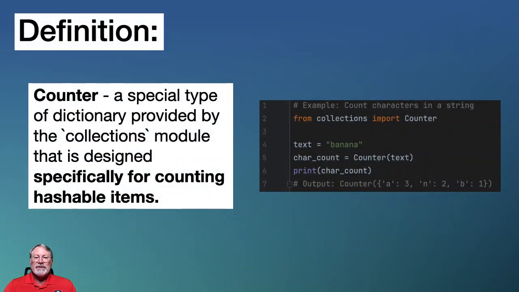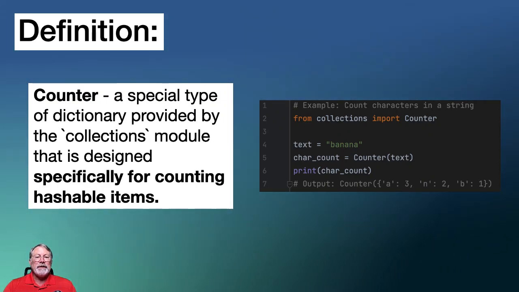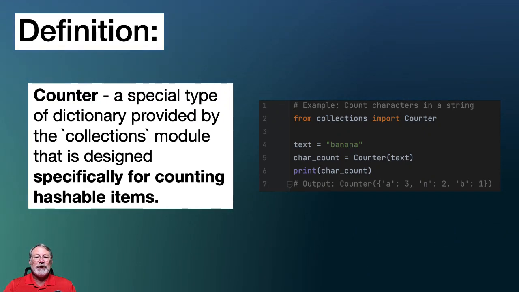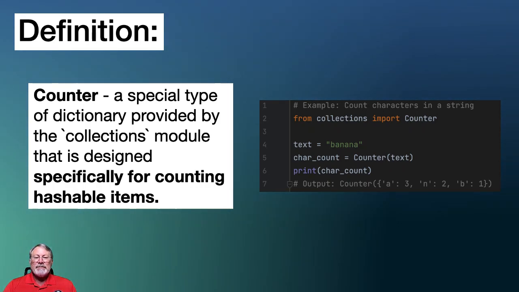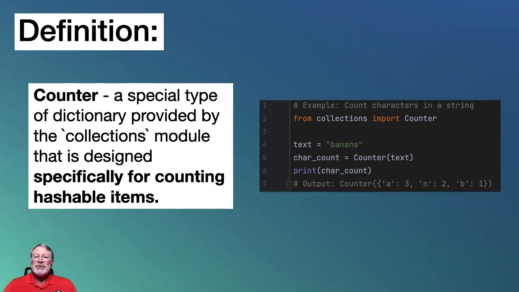Counter is a special type of dictionary provided by the Collections module. It's designed specifically for counting hashable items like strings, numbers, or tuples. It automatically counts how many times each item appears and stores those counts in a dictionary-like structure.